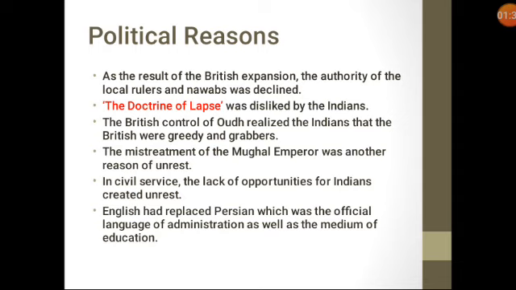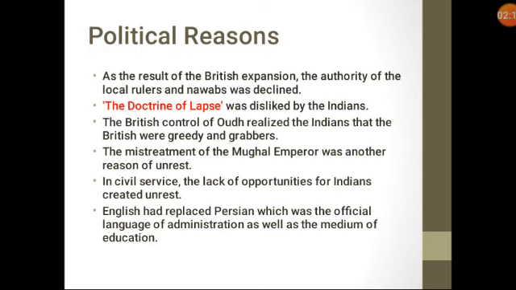Secondly, Lord Dalhousie's policy of the doctrine of lapse introduced in 1752. It became very unpopular among the Indians. The British control of Awadh and so many other states had made the Indians realize that the British were very greedy and lustful to grab more and more lands of India.